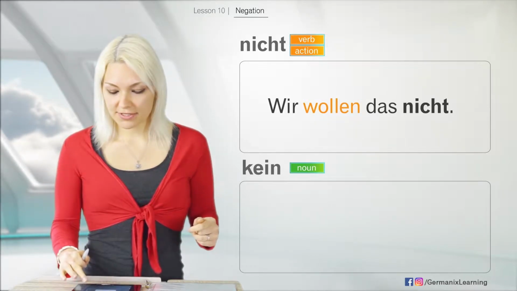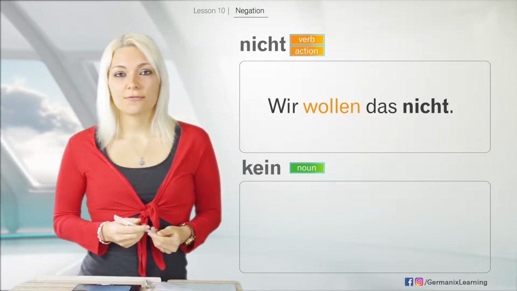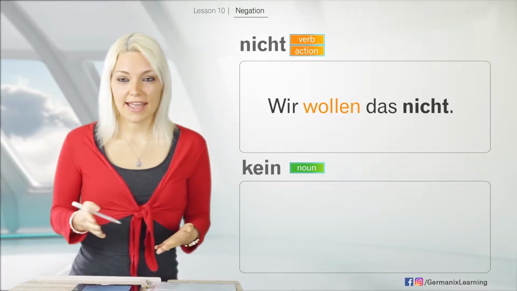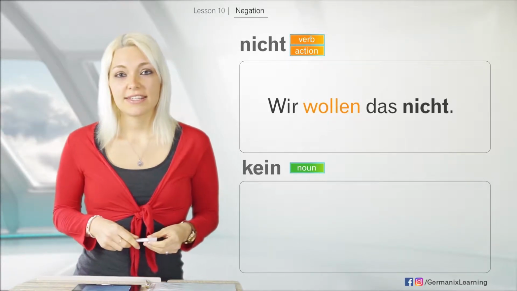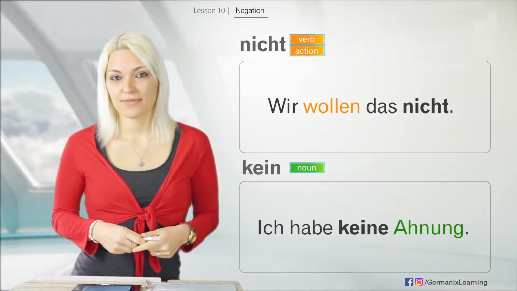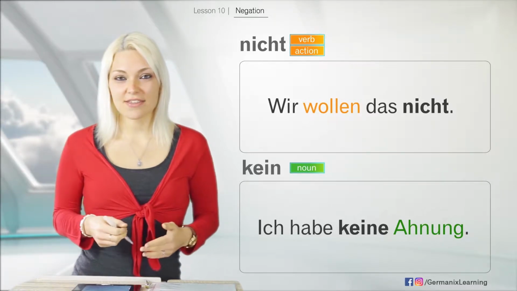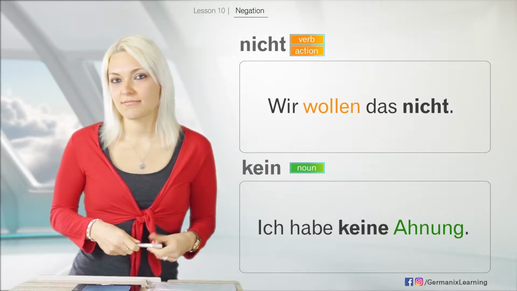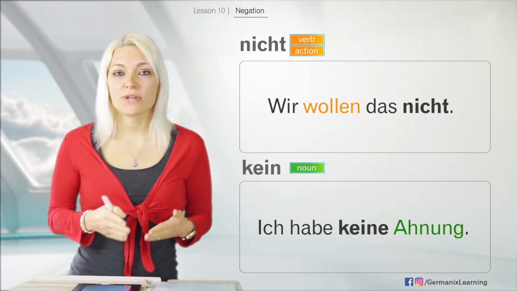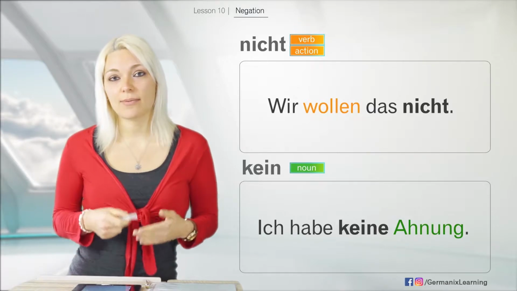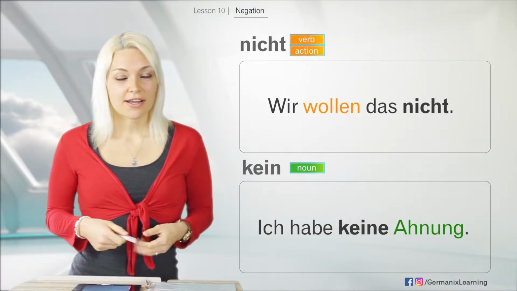I will give you some examples for the use of kein. For example, if you want to say, I have no idea, again, this translates into English better as no rather than not. Ich habe keine Ahnung. You can't say, ich habe nicht Ahnung or ich habe Ahnung nicht. That really doesn't make sense in German. So, because we really say, I have no idea, we negate the article ein. Ich habe eine Ahnung, I have an idea. Ich habe keine Ahnung, I have no idea.